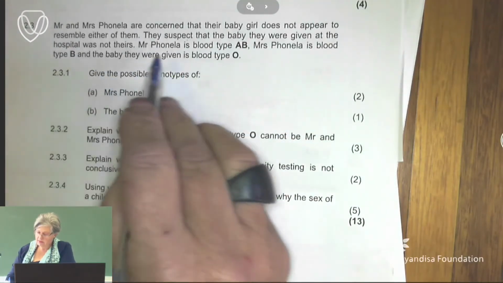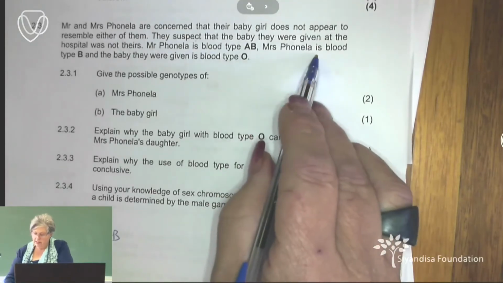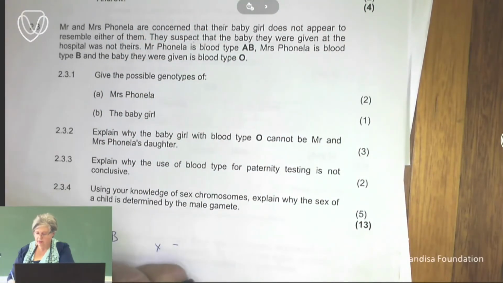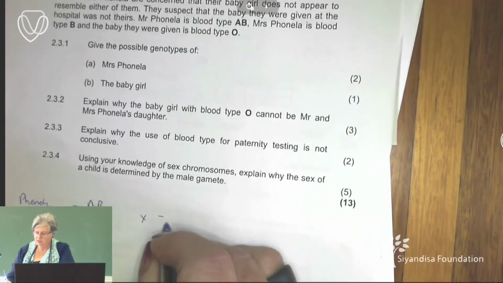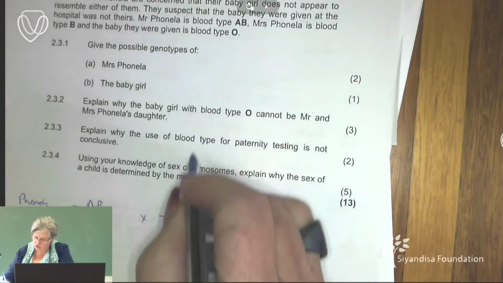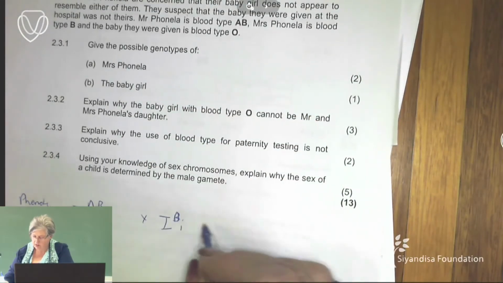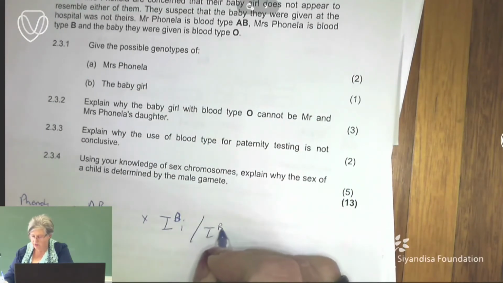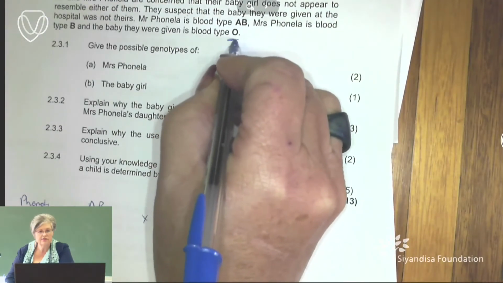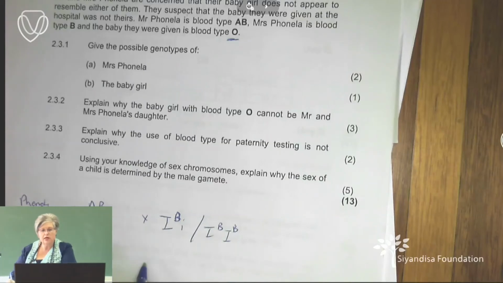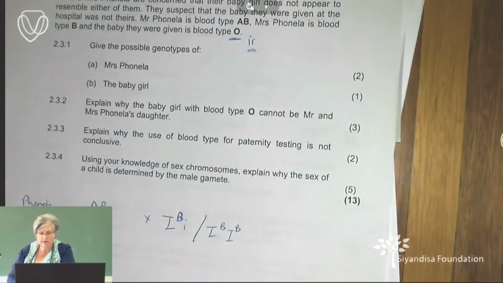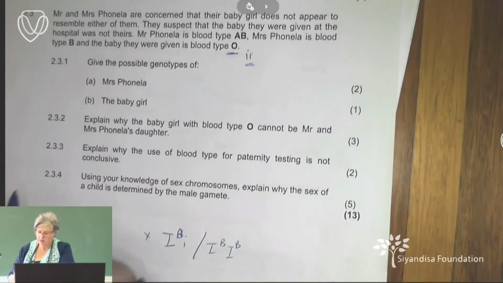And Mrs. Punela is B. So Mrs. Punela can be, so it's IA, IB. Mrs. Punela can either be this one. What is she? No, she's B, sorry. So she can either look like this or she can look like this. Okay. The baby they were given is O. Is it possible? How must you look to be O? You must be small i, small i. Okay? Okay, now let's look at the questions.